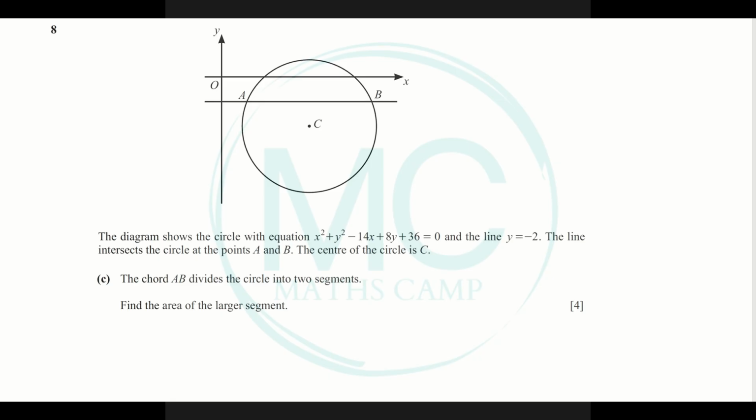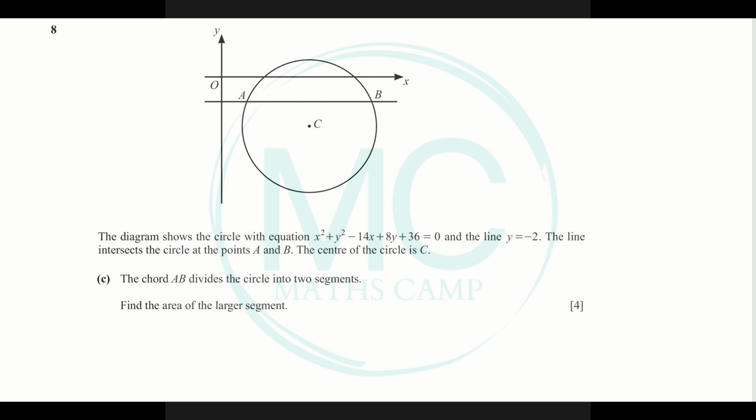The chord AB divides the circle into 2 segments. Find the area of the larger segment. Now, even though we've been working with coordinate geometry on the Cartesian plane, we are now working with circular measure. And in circular measure, we have looked at the area of a sector, the area of a triangle, and the area of a minor segment. We cannot find the area of a larger sector directly.